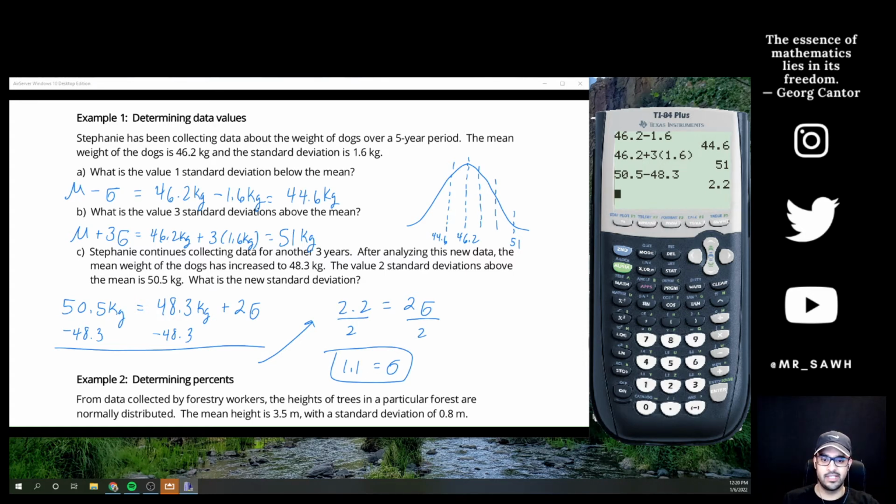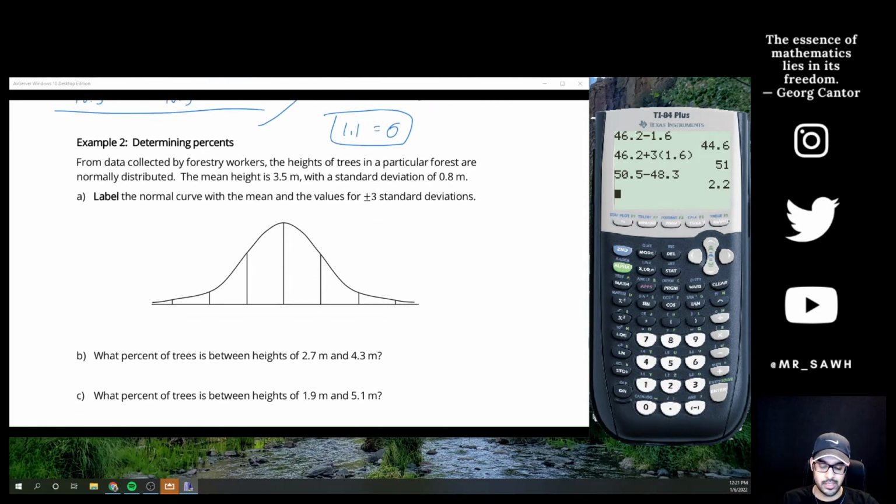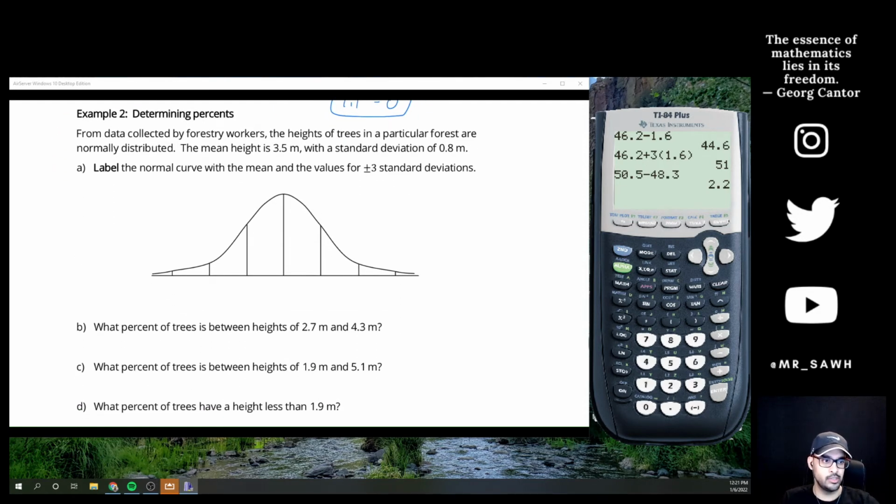So if I have specific data values, I can use them to calculate other specific data values. But if I have those values, really I can just talk about this in terms of percentages. Since I know how symmetrical this is, I know how much data will lie in those ranges. If I'm told, for this example, just talks about trees, and from all that data collected, the heights of trees in a particular forest are normally distributed. So they are telling me that it should fit on a bell curve by saying the word normal and distributed.